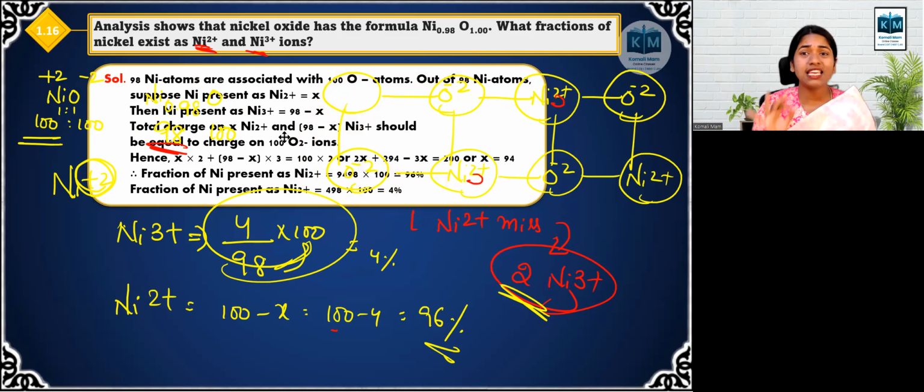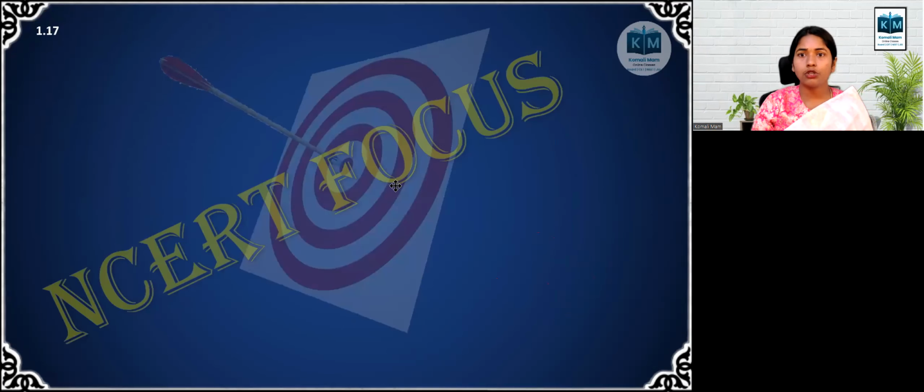So the key thing, the main focus, is that 1 Ni plus 2 has plus 2 charge. That plus 2 will be compensated by 2 other Ni plus 2 ions. They change themselves to Ni plus 3. That is the important thing. So this is the best method to solve.